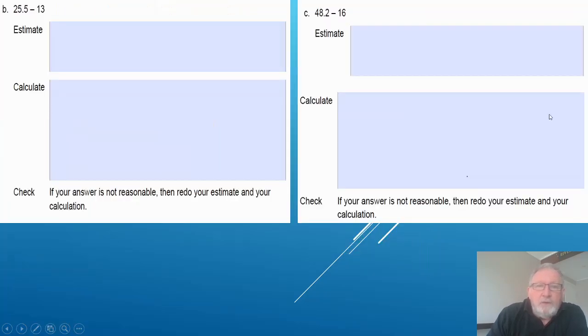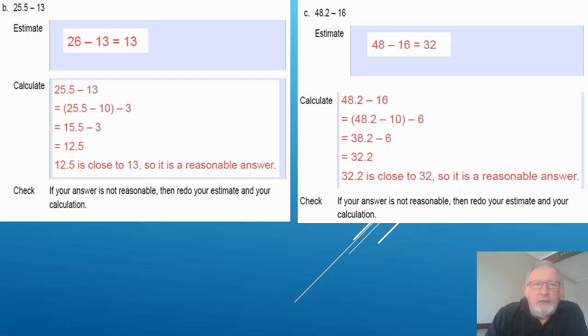Right, here's 2 for you. So I want you to pause this video and have a go at both of these, either on your sheet, if you've printed it out, or on your pen and paper. Pause now, have a go. And we're back. Let's see how you went.